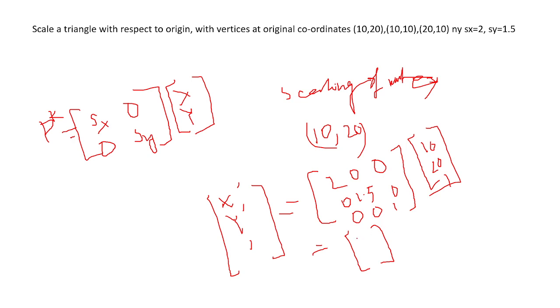20, right? Into 2, yeah. 20, then 30 and 1, right? So likewise we need to solve for 10, 10, 20, 10 also. Can you please tell me what will be the new matrices for that, like 10, 10 and 20, 10?